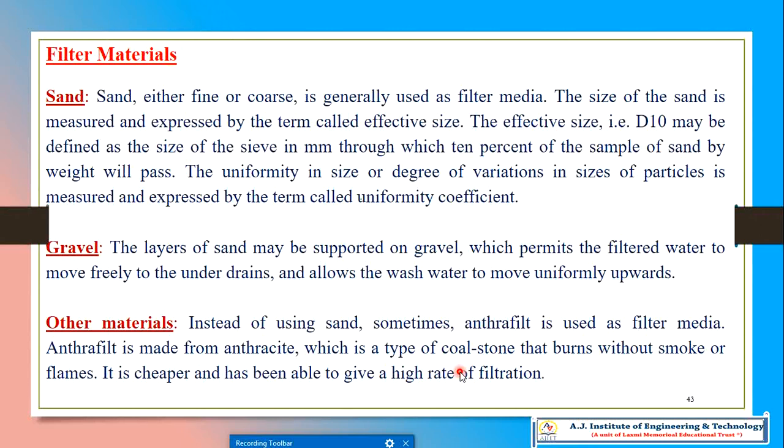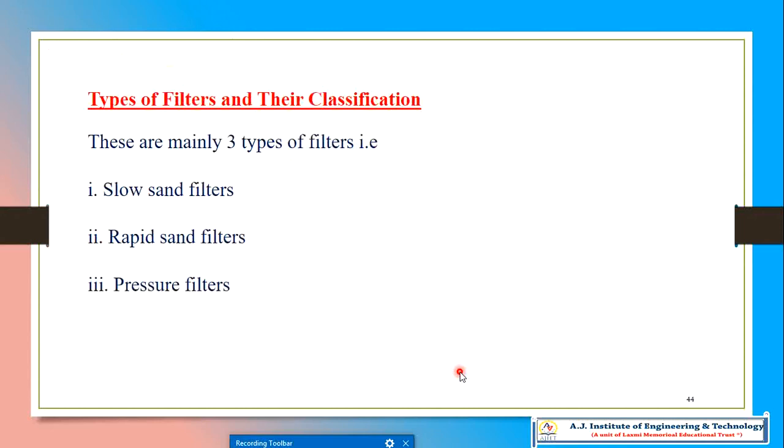Because it gives efficient, high-rate filtration, it is easy to get in the market, and it is cheap. Okay. So now we'll move to another slide: how many types of filtration are present, and how we classify them.